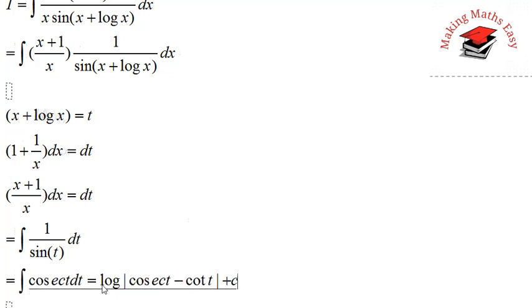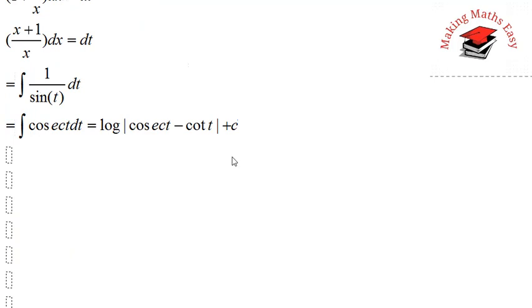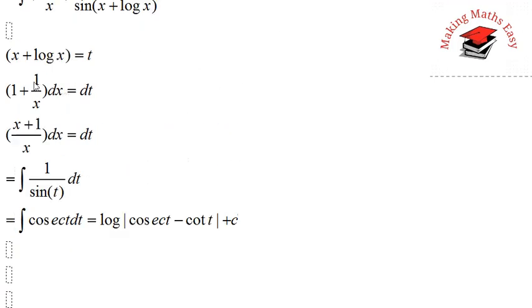Now we will do one thing, we will resubstitute the values of t. So the value of t is equal to x log x, which I know. So we will resubstitute the values. So my integration will become log of mod of cosec of (x log x) minus cot of (x log x), and then close the mod, plus c, where c is the constant of integration.